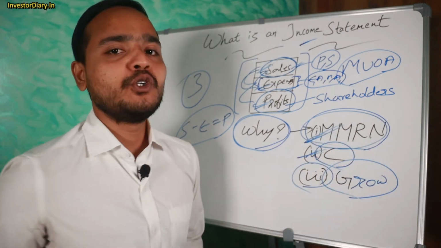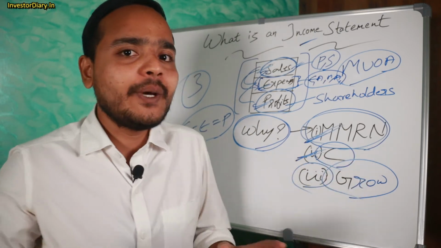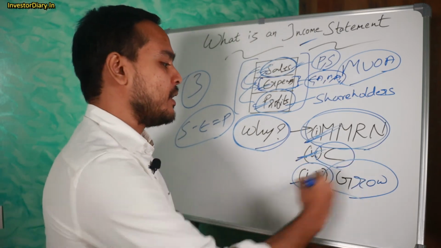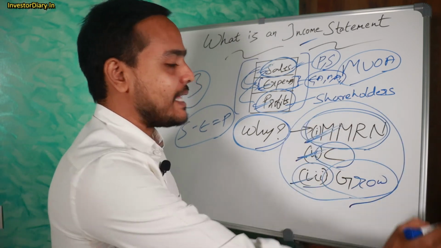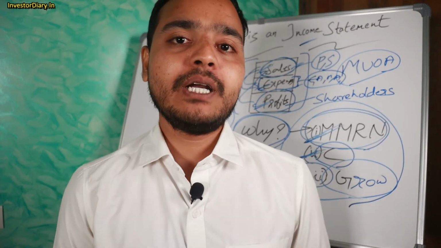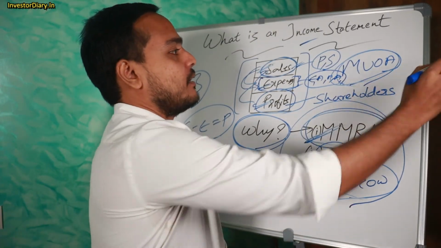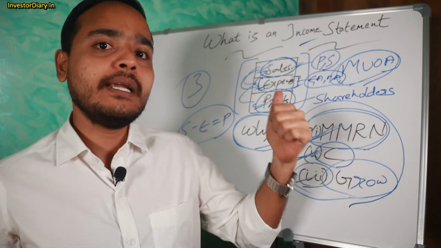So as an investor, you should know whether the company is making money or not. You should know whether it is consistently making money or not. You should know whether it is growing or not. So to get all these answers, we read the income statement of a company. That is the purpose. That is the usage for us as an investor to read the income statement of a company.